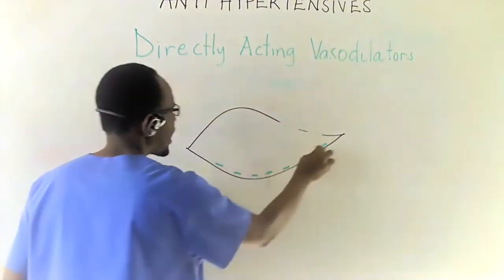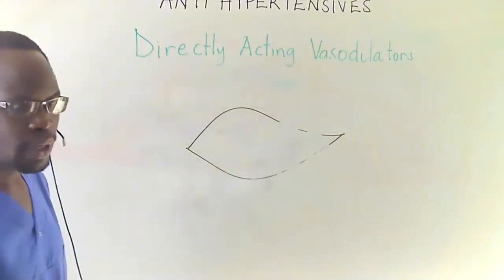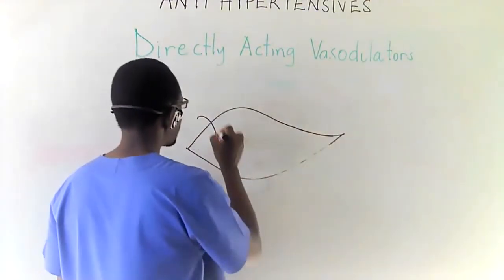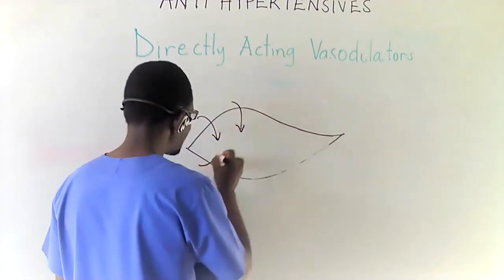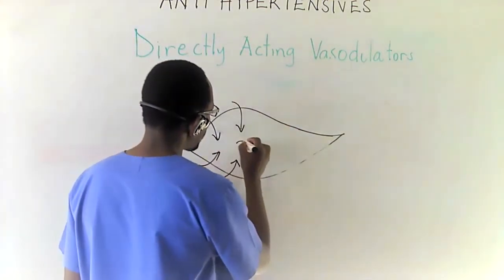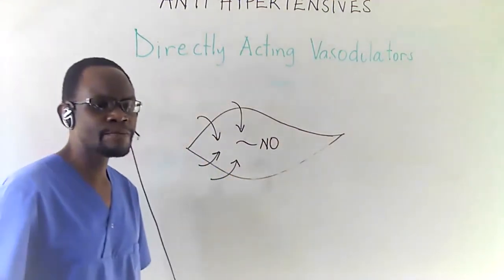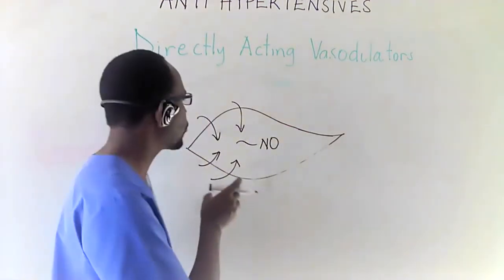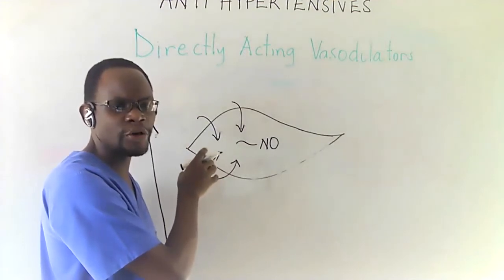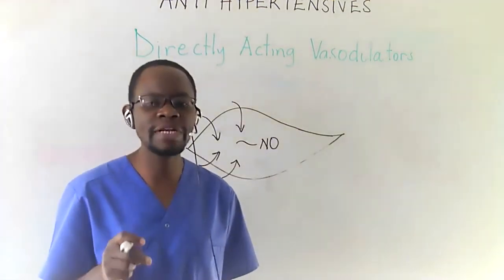Now, hydralazine on the other hand, and nitroprusside, for them, what happens is that when they enter the cell, they cause release of nitric oxide, which we shall look at more when we look at angina drugs. But nitric oxide is a very potent vasodilator.